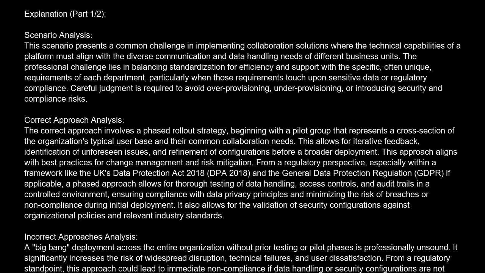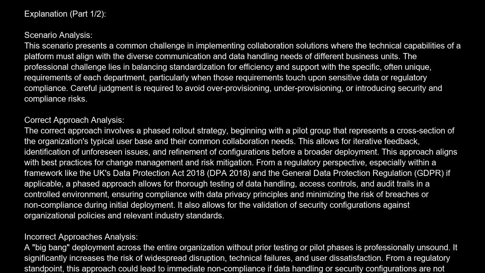Correct approach analysis. The correct approach involves a phased rollout strategy, beginning with a pilot group that represents a cross-section of the organization's typical user base and their common collaboration needs. This allows for iterative feedback, identification of unforeseen issues, and refinement of configurations before a broader deployment. This approach aligns with best practices for change management and risk mitigation.